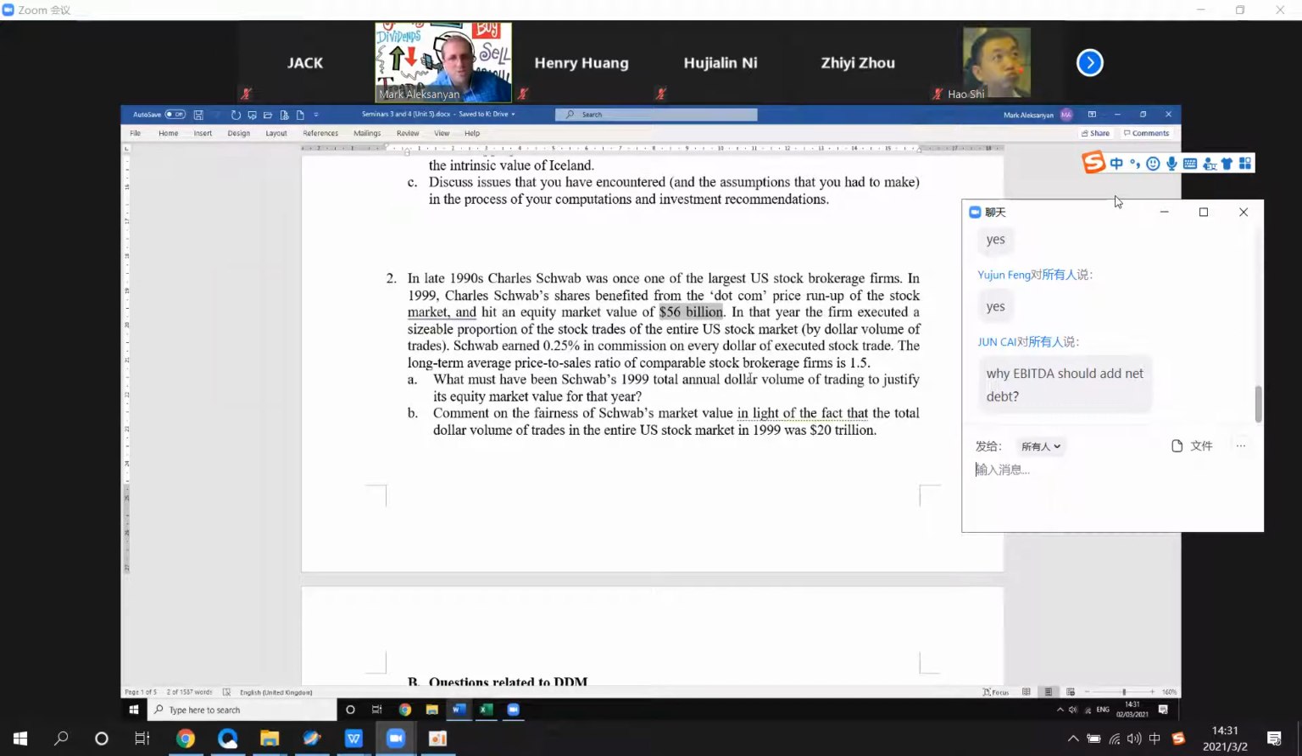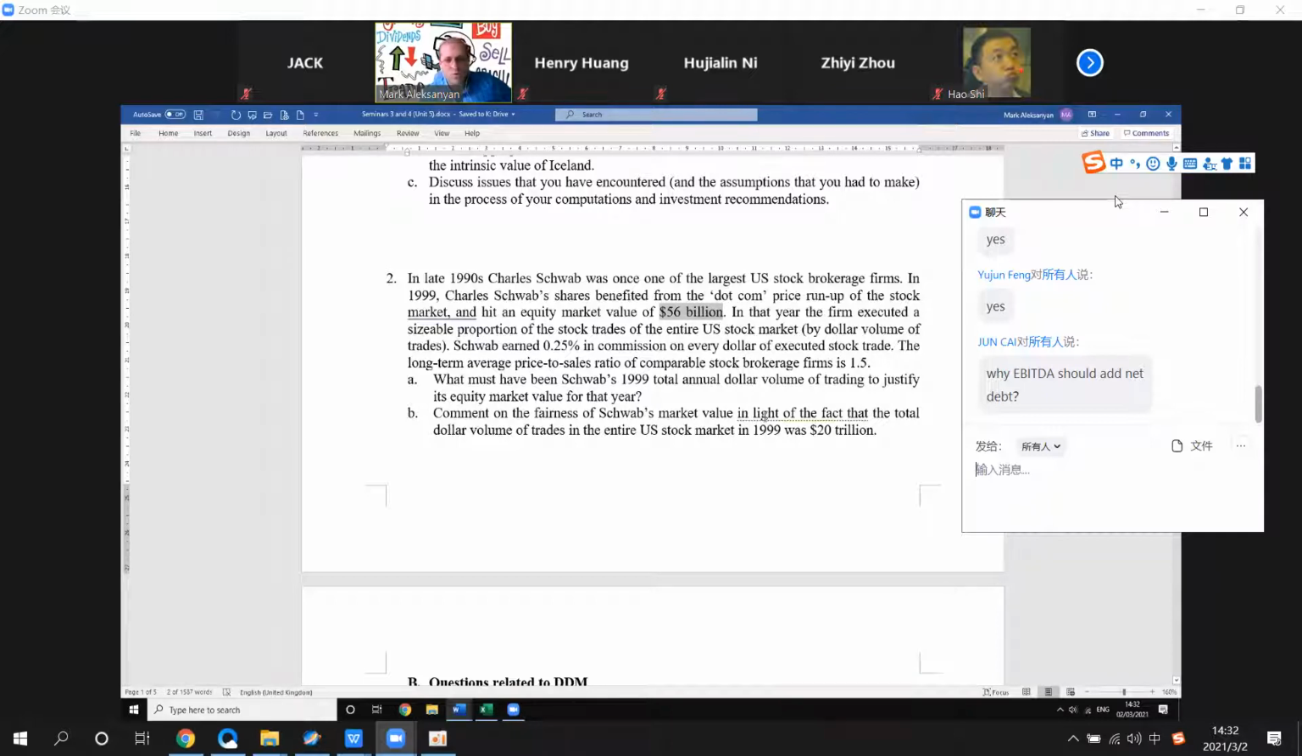And the question here is about if we were to use the method of comparables, essentially, and given that all other companies operating in this sector, let's say brokerage companies executing trades for their clients, if those companies are valued at the price to sales multiple of 1.5, what sort of volume of transactions would have justified the valuation for this company, for Charles Schwab?